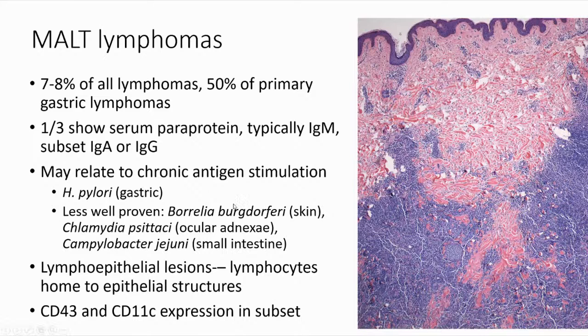Some of these cases may relate to chronic antigen stimulation, and so hence why you might see reactive germinal centers there, in kind of a spectrum as they progress from a more reactive to a more neoplastic looking process that they may be evolving over time. And in particular, we see them in relation to H. pylori infection, of course, in the stomach. Less well established are other bacteria in other sites, though that is certainly likely. We also commonly see lymphoepithelial lesions. I didn't show that here, but the lymphocytes like to home to epithelial structures, so that's one characteristic finding of MALT lymphomas, particularly you'll see.